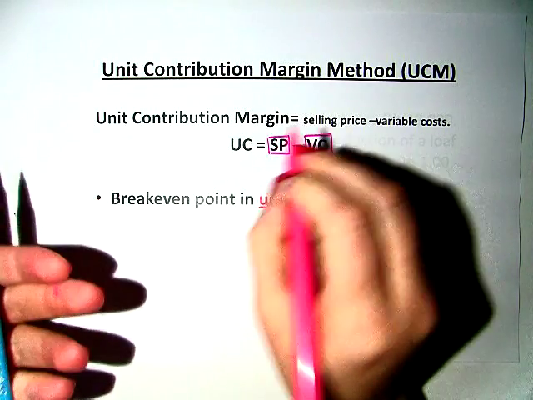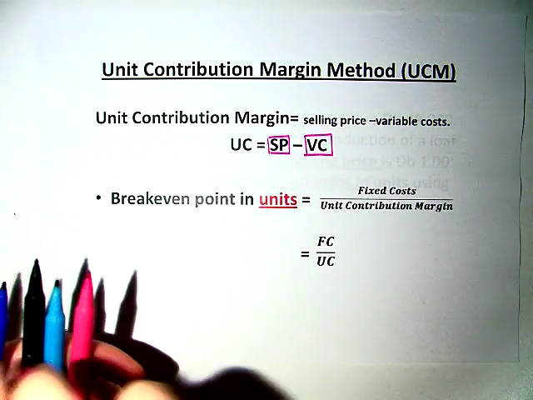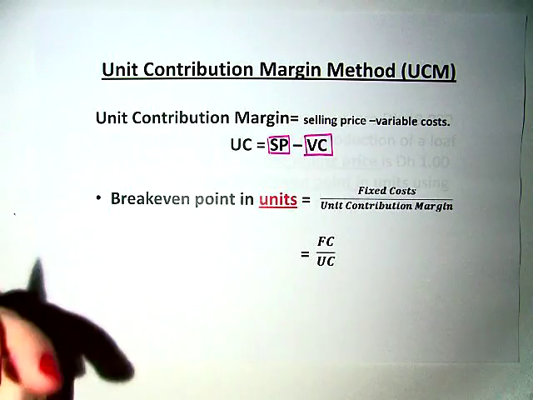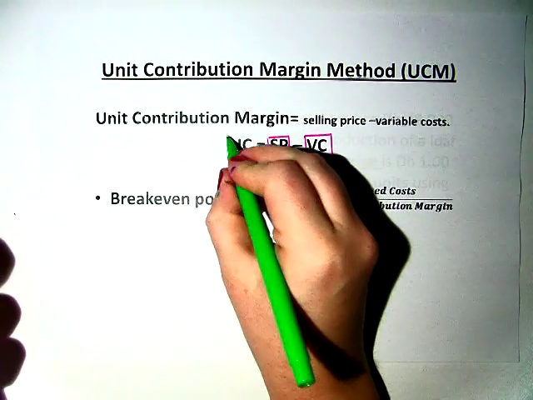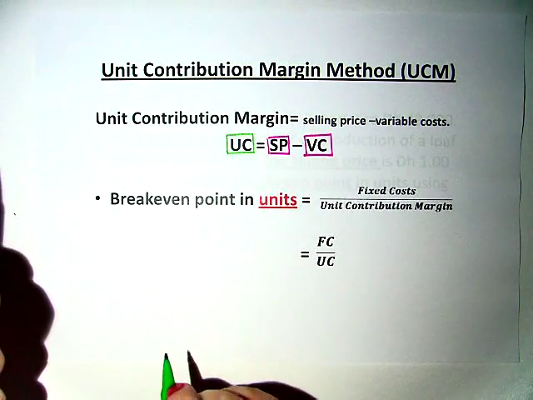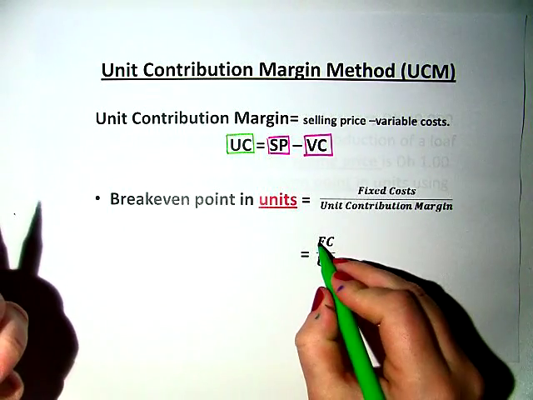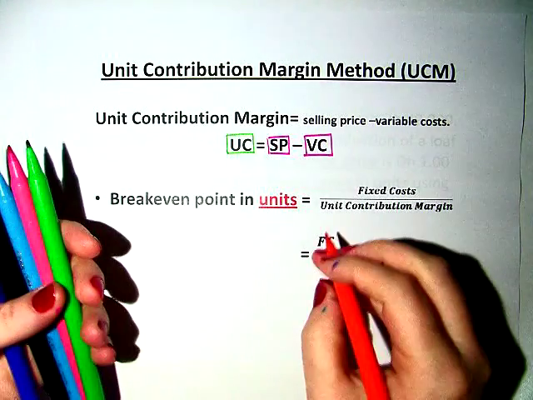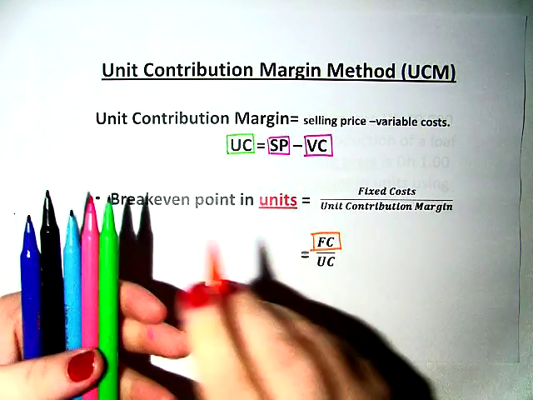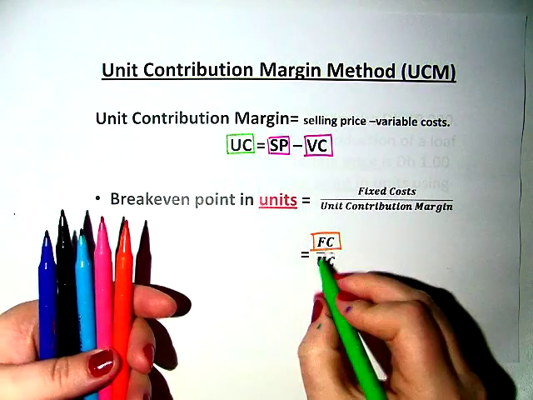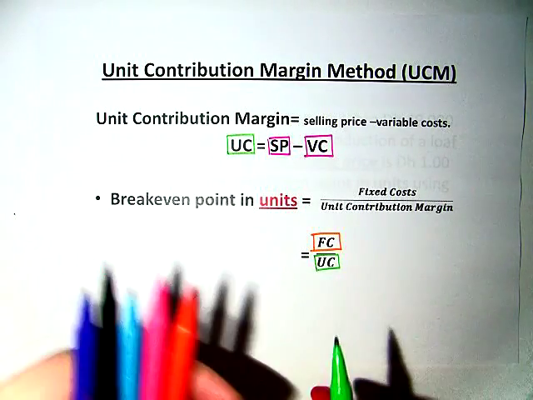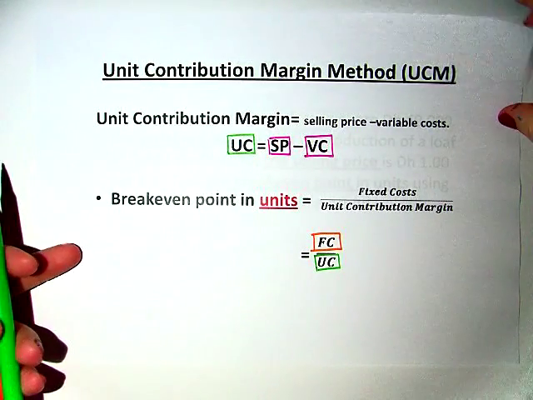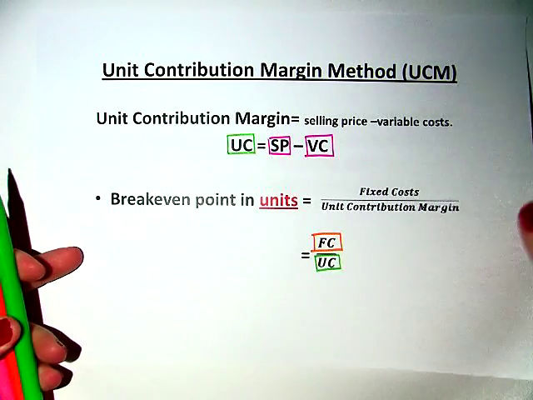And if you subtract these two, you get a unit contribution margin. So in order to find the break-even point in units, you need to do the fixed costs. Okay, remember, fixed costs is your constant. So the fixed costs divided by the unit contribution margin. So let's actually look at a problem involving the unit contribution margin method.